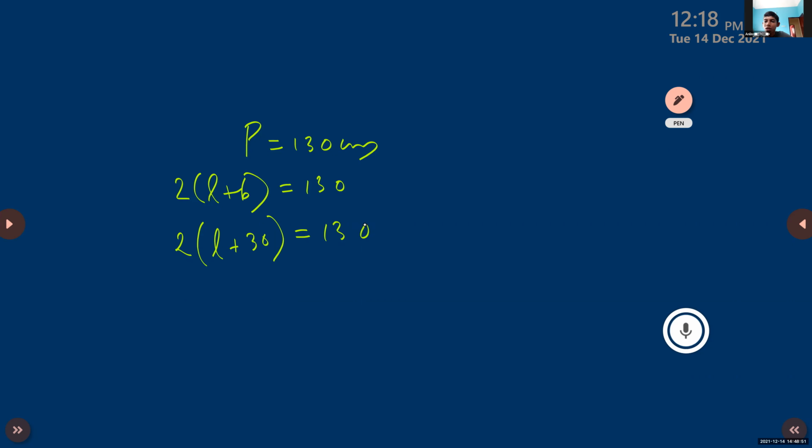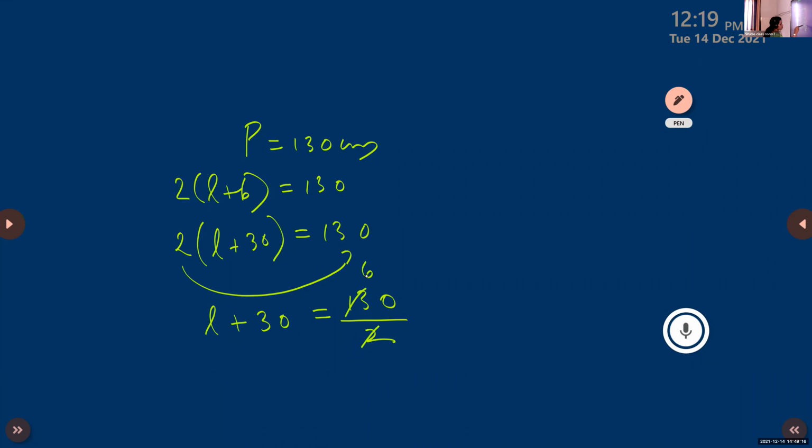You cannot remove L plus 30 because it is multiplied by 2. Ma'am, remove 2. Yes, transpose 2 to the other side. So L plus 30 will become 130 by 2. It is multiplied here, so when it is taken to the other side, it becomes the denominator. 130 by 2: 2 6s are 12, balance 1, 2 5s are 10, 65.